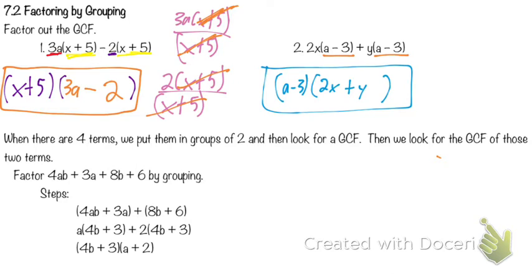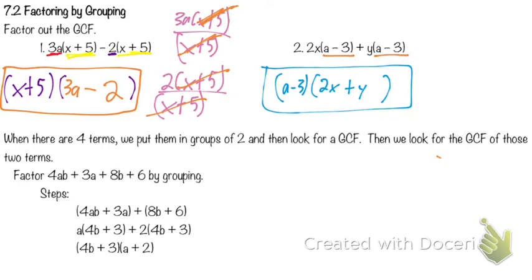So this is going to lead us into the first step of the next thing we're going to be doing. I figured this would be a good connection to what we're about to do. When there are 4 terms, we put them in groups of 2. So we group things in math by using parentheses. We group these together, and then we look for a GCF. Then we look for another GCF of those.